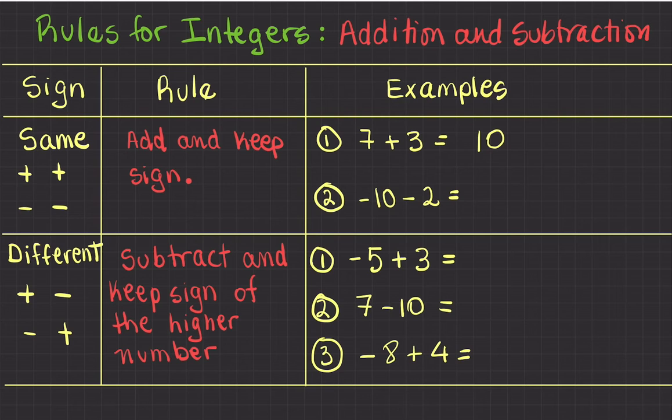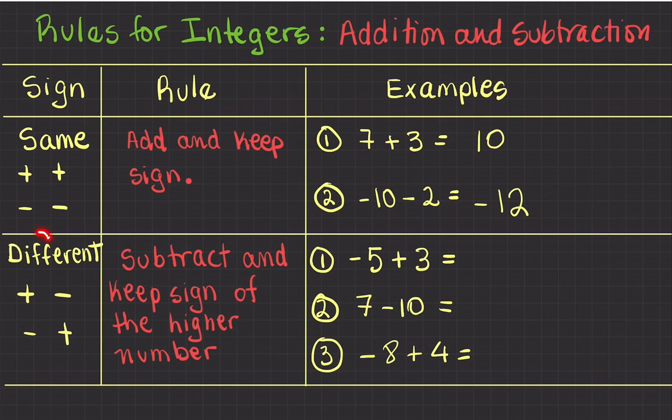Okay, let's see another example. Example number 2, when my two numbers are negative numbers. Again, same sign, negative and negative, you need to add and keep the sign. So if I add 10 and 2, I get 12, and I keep the sign, which is negative. So my answer is negative 12.